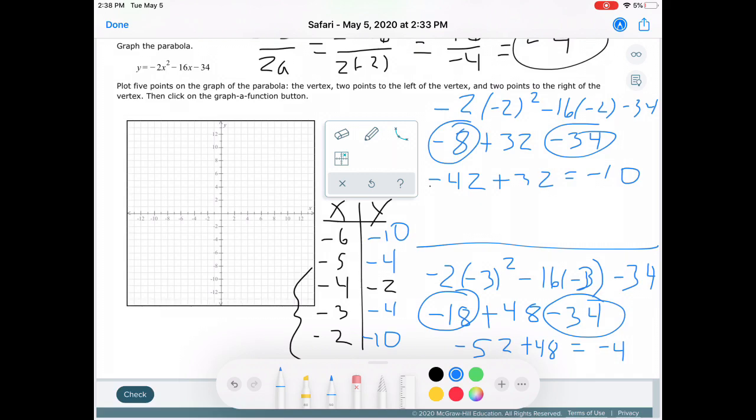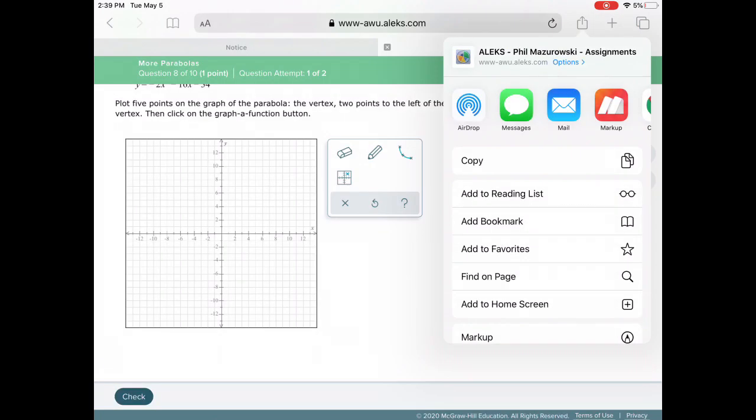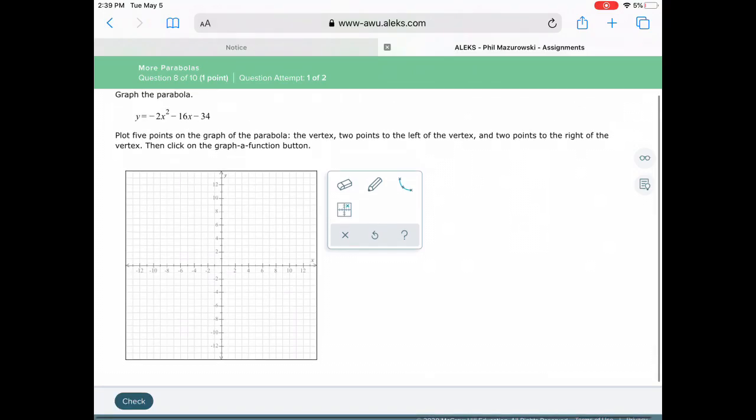And while I'm doing that, you notice this problem is going to look a little bit different because of that negative coefficient on the x squared. That means it's going to open down for us. So as we plot the vertex at negative 4, negative 2, the points are going to be going downward instead of upward this time. And that's what we have.